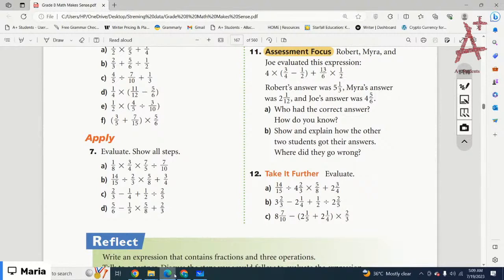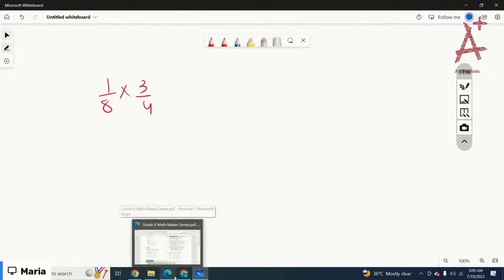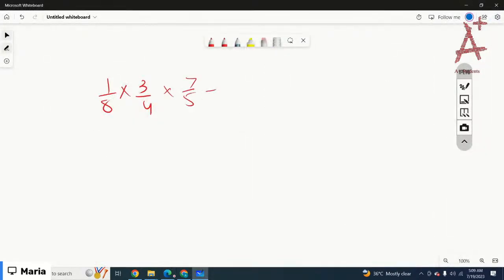1 over 8 times 3 over 4 times 7 over 5 divided by 7 over 10. Okay, now you have multiplication and division. Got it? So multiplication and division have the same priority. Got it? You can go from left to right and do the operations that come first. So first you have to do multiplication.